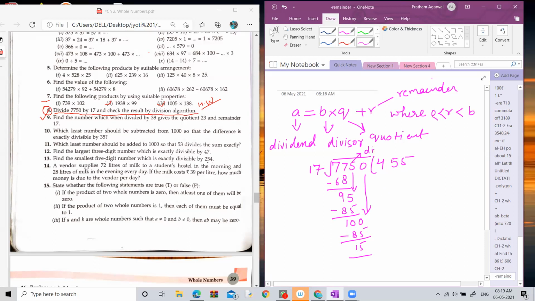7,750 is the dividend. Okay. 17 is what? Quickly write it down in the chat box. What is 17? 17 is the divisor. The number which is to be divided is called the dividend, and the number by which the dividend is divided is called the divisor. Okay. And 455 is what? Quotient. It is called the quotient, and 15 is called the remainder. Now in this way, you will get the values of divisor, dividend, quotient and remainder.